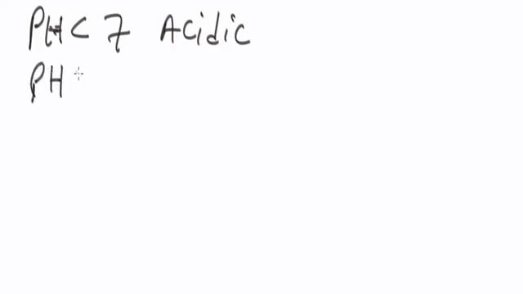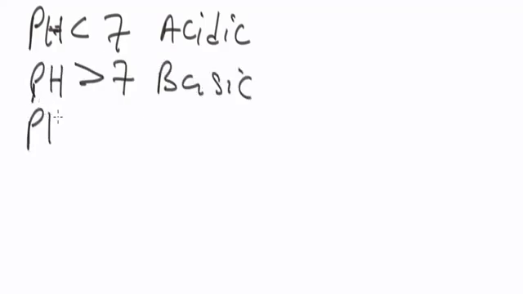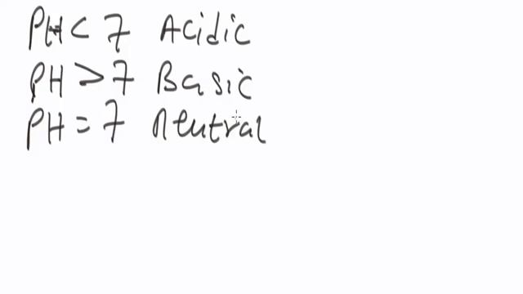pH is less than 7, the solution is said to be acidic, whereas when pH is greater than 7, the solution is said to be basic. Alright, when pH equals 7, the solution is said to be neutral. Alright, so take note of these intervals, very important.